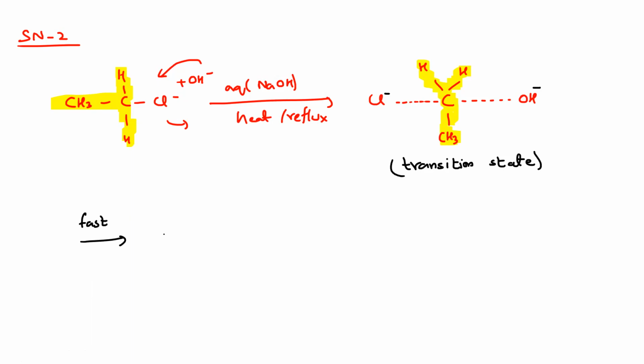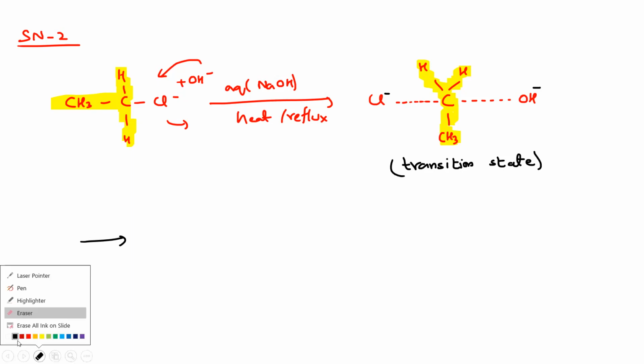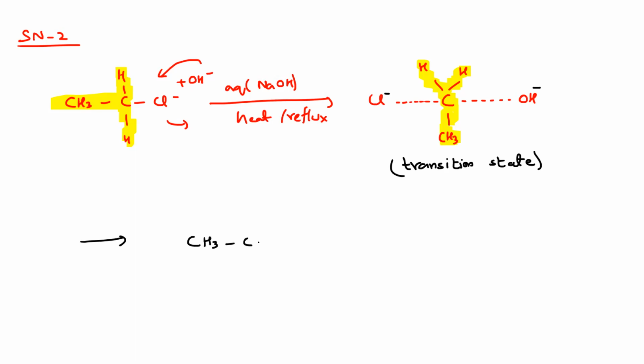And that fast process, basically, no, let's not write fast, because it's a single-step case. So eventually, we'll have CH3COH and H with Cl. So essentially, OH has substituted chlorine. Do you get this part? Yes. So that's an alcohol, but that's a single-step reaction.